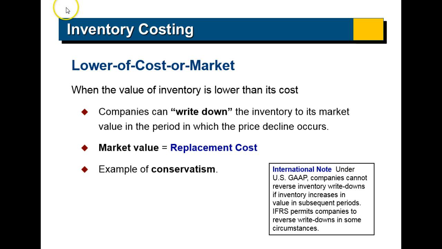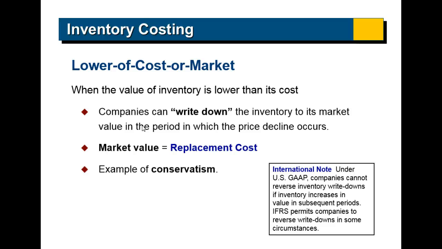Lower of cost or market. When the value of the inventory is lower than its cost, what happens at that time is companies need to write down the inventory to the true market value. So the market value is going to be lower than the cost. At that time, they need to write it down.